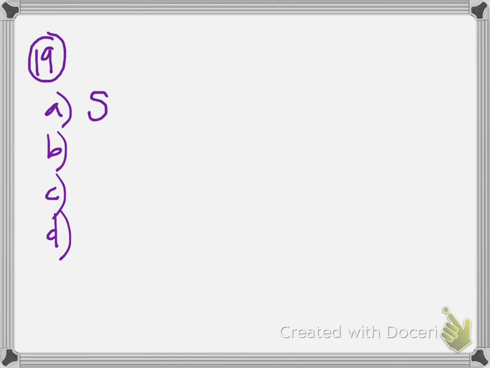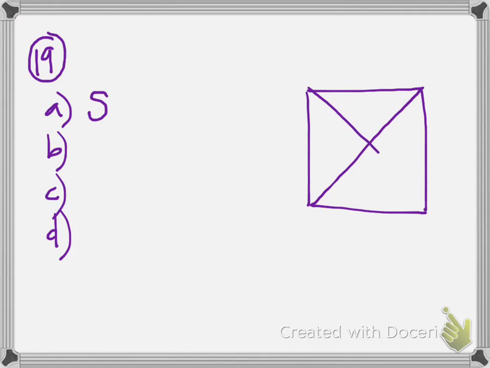Part B says if the diagonals of a quadrilateral divide each angle into two 45-degree angles, the quadrilateral is a square. So let's think about what that could look like. If the diagonals bisect or divide each angle into two 45 degrees, so this is 45, this is 45, this is 45, this is 45, and so on around the shape, we definitely have a square. This is going to be always.